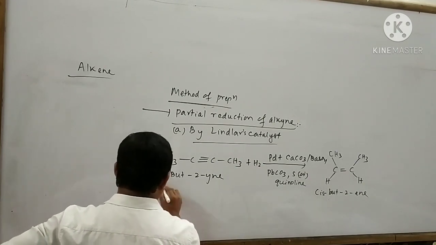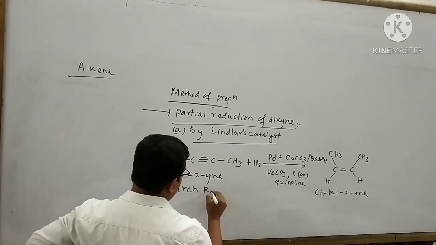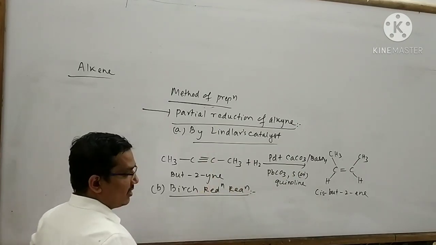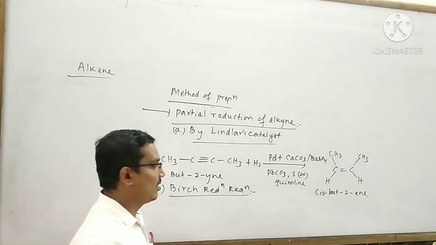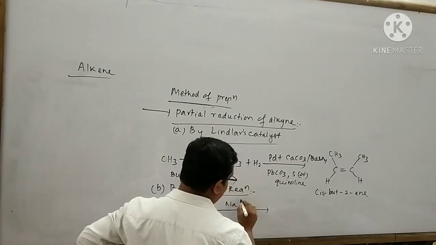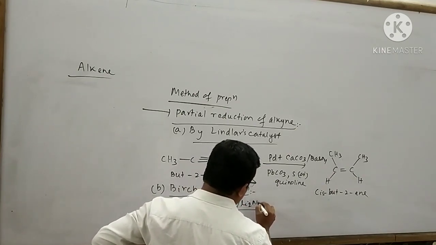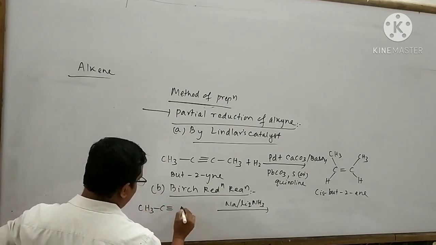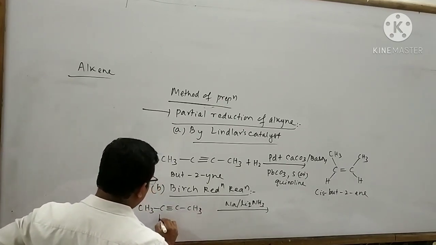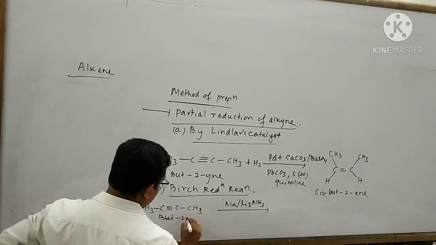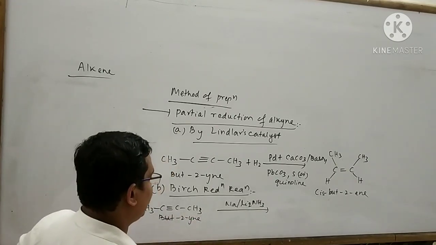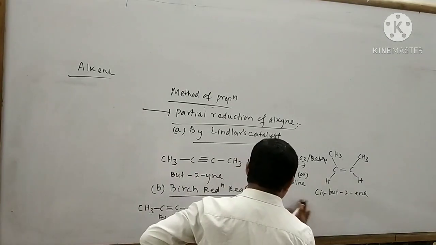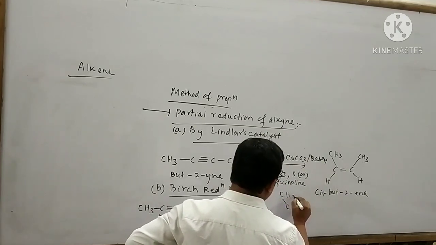Similarly, take another example: Birch reduction reaction. Birch reduction reaction generally takes place in the presence of sodium and liquid NH3. When but-2-yne is subjected to reaction with sodium in the presence of liquid NH3, then trans-but-2-ene is formed. I can write the structure like this.